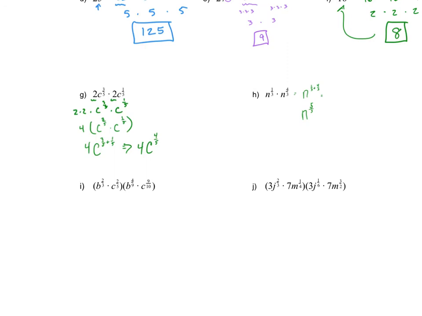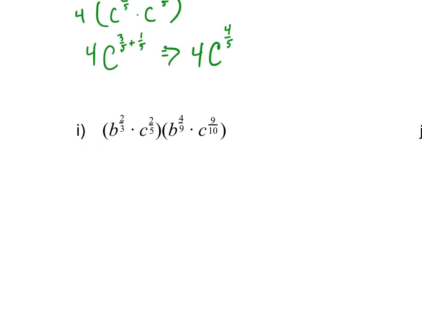Moving forward, got a bunch of stuff here. B to the 2/3 times C to the 2/5 times B to the 4/9 times C to the 9/10. Okay, so what I do know is that I do my parentheses first, and there is nothing further to simplify inside my parentheses, and now I'm just going to multiply. And the things that I can multiply together, well, I've got B's, those are like bases, and then I've got C's, those are like bases.